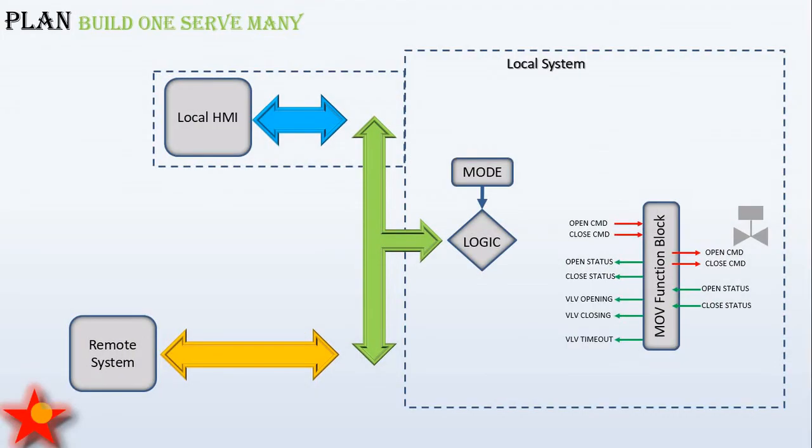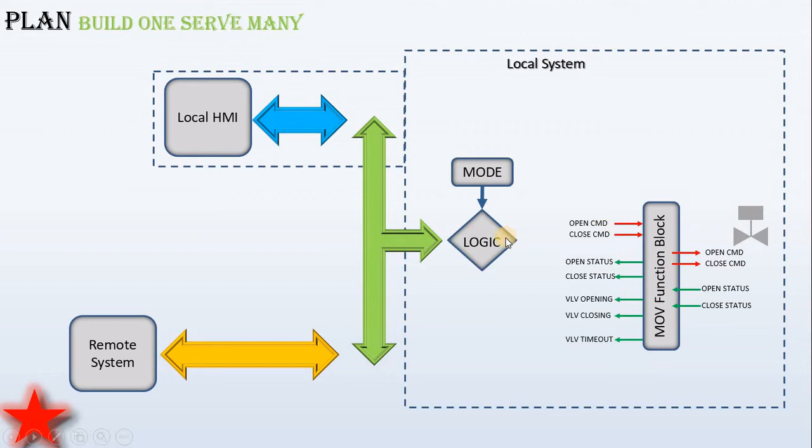Now, this is another form of how to build one server menu. You look at, let's say, a valve MOV. In the local, assuming it's a PLC, you have a function block which controls this valve, and you have only four, maybe five statuses from the valve: open, close, stop. The function block may generate more data, like the valve is closing, the valve is opening, valve timeout error, and then it receives the open and close command from somewhere.